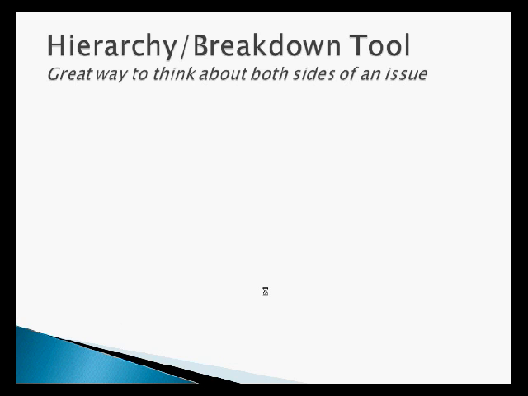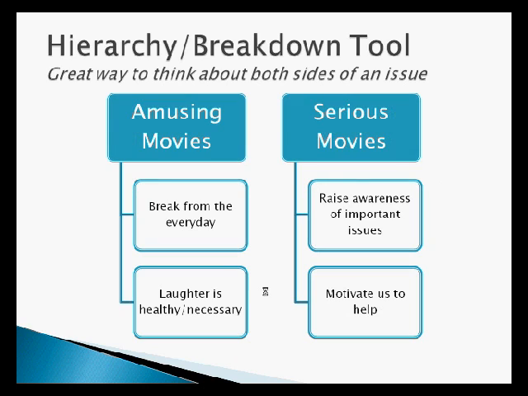Finally, another tool to look at is a fairly simple one called a hierarchy or breakdown tool. And this is a way to get us to think about both sides of an issue. So for example, if I have to compare amusing movies to serious movies, it gives me a way to just think about, well, what are some of the reasons that I could list for both, and how to look at them in just a fairly simple way.